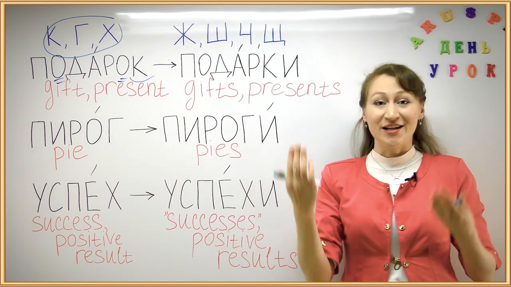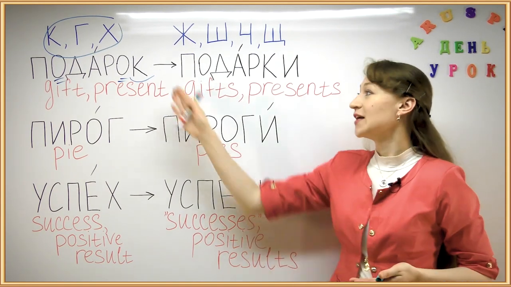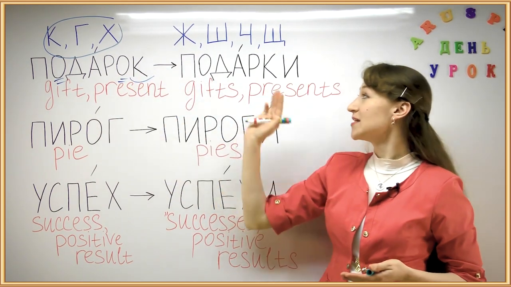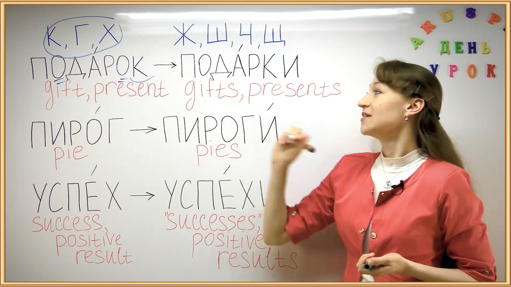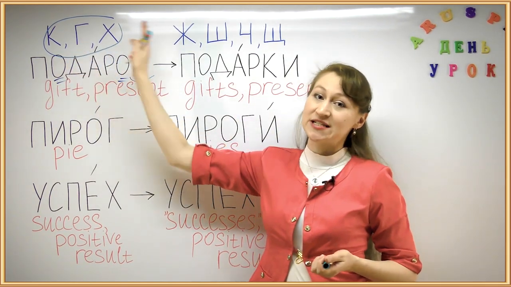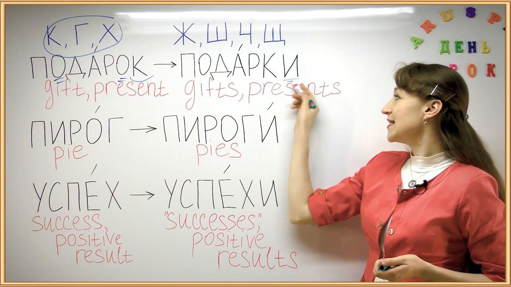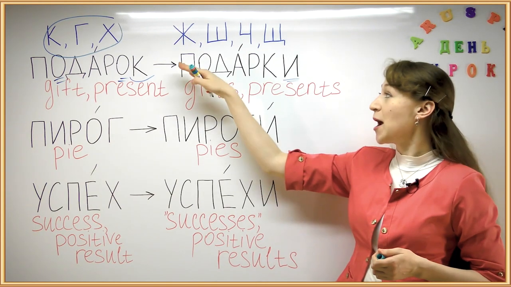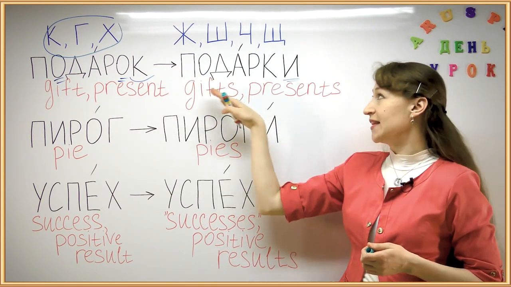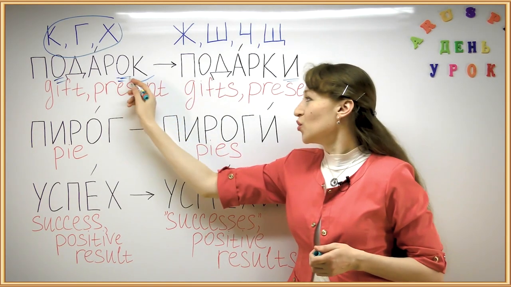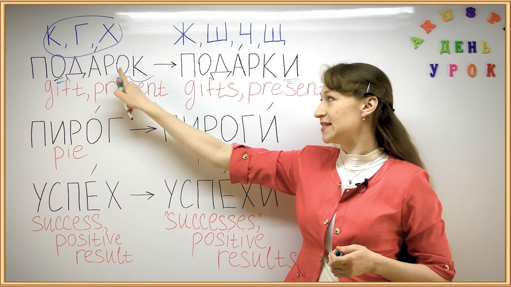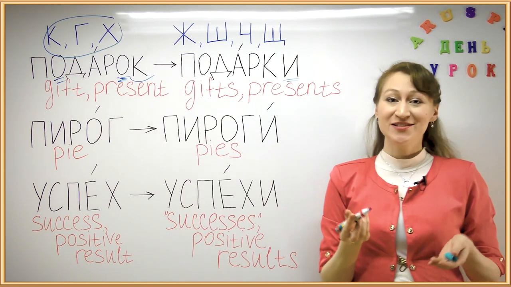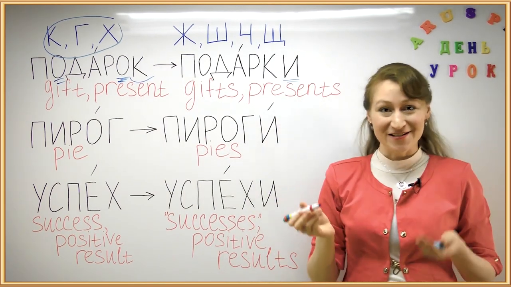So, if you remember our regular rule, a masculine noun that ends in a consonant should attach ы. But we know now that with gutturals it doesn't work, so we attach и instead. So, presents, gifts, in Russian will be подарки, подарки. Now you may wonder, where did it go, right? Where did this О go? This is called a fleeing vowel, and we will come back to this later in this video in the chapter of exceptions.